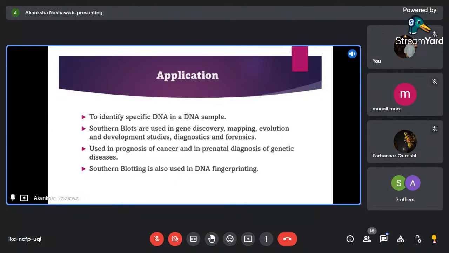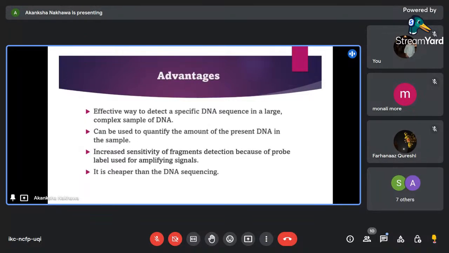Then here are some applications: to identify specific DNA in a DNA sample. Southern blots are used in gene discovery, mapping, evolution and development studies, diagnostics, and forensics. It is used in prognosis of cancer and in prenatal diagnosis of genetic diseases. Southern blotting is also used in DNA fingerprinting, including maternity and paternity testing, criminal identification, forensic science, and also in personal identification.